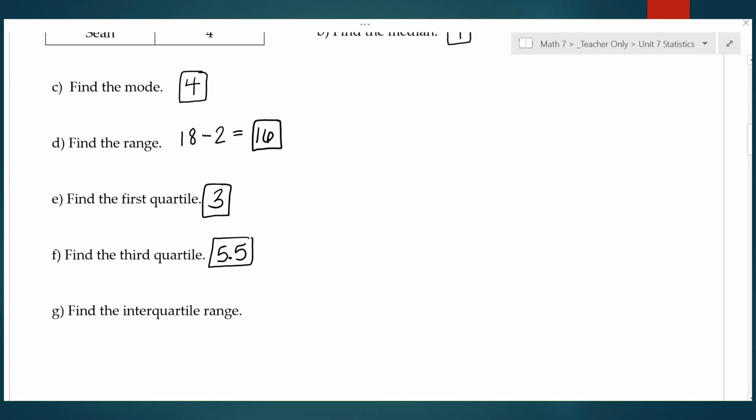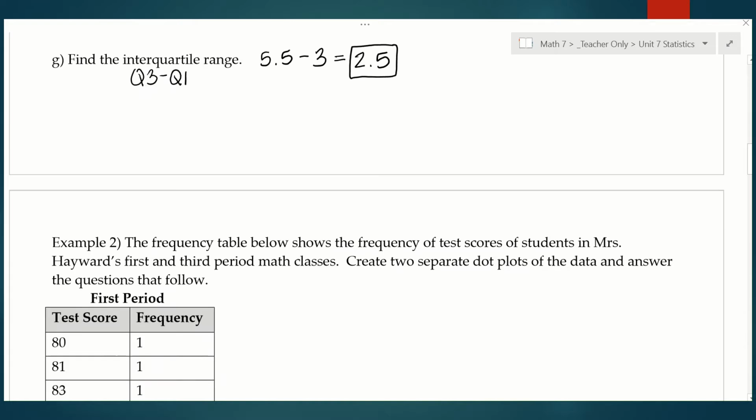Okay, last question here, find the interquartile range. So remember, the interquartile range is when we subtract our first quartile from our third quartile. So our third quartile we just got was 5.5. Our first quartile was 3, which gives us an IQR, interquartile range, of 2.5. Okay, let's move on to example 2.